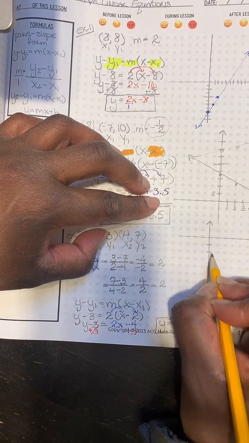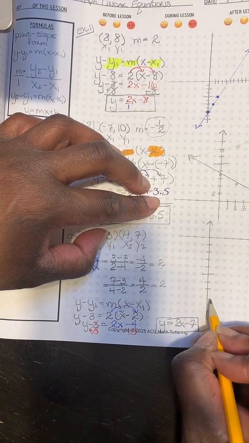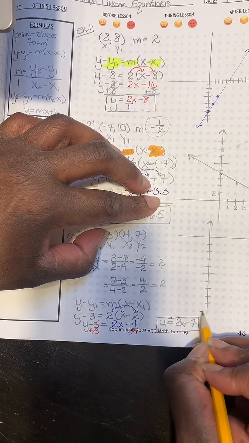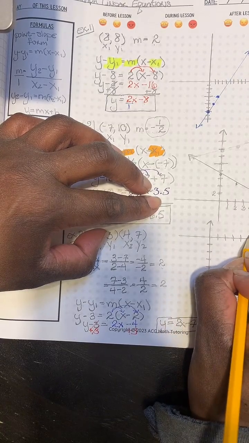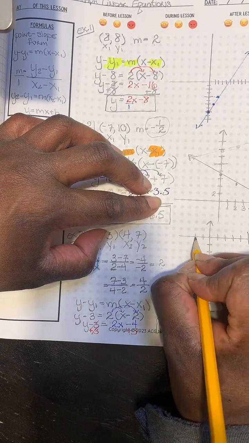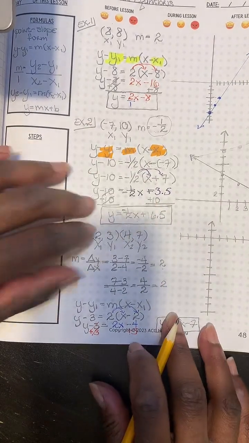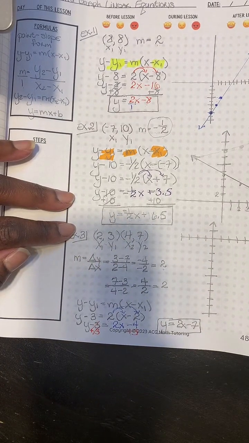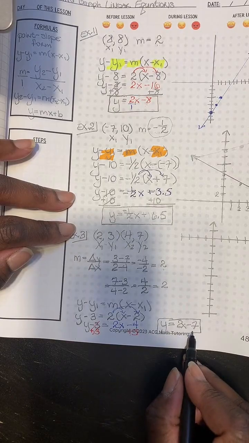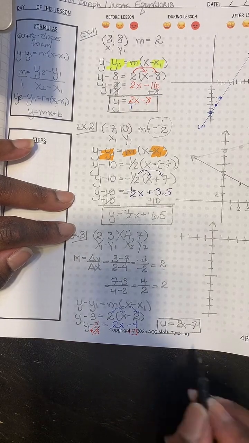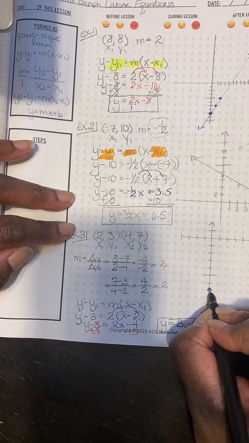So that's 1, 2, 3, 4, 5, 6, 7, 9, 10. And that's 1, 2, 3, 4, 5. Okay, and a little 1 right there. So first point is going to be on negative 7. You always start at the y-intercept. So here's negative 5, negative 6, negative 7. That's where my first point goes.